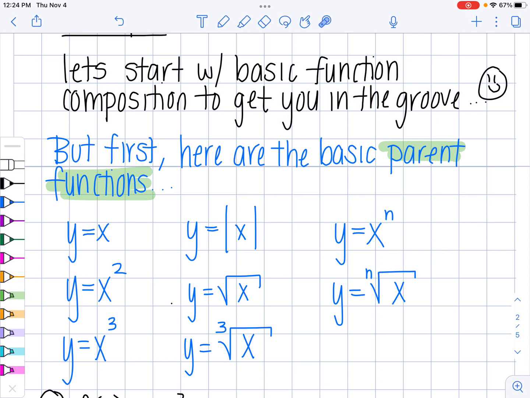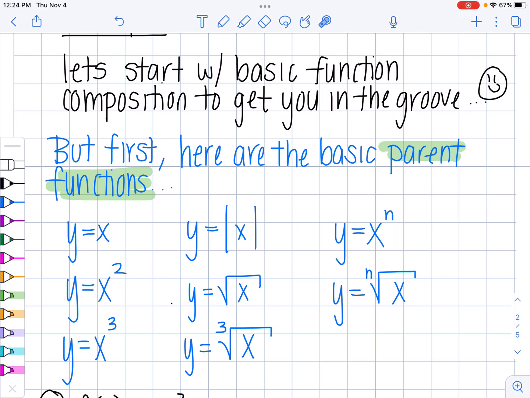So like this first one, y equals x, is our basic linear. y equals x squared is our basic quadratic. y equals x cubed is our basic cubic, or to the third. y equals absolute value of x. We have the square root of x, the cube root of x, and then over here, I put to the nth power because my degree can be higher than 3. It could be 5, 6, 7, 8, 9. I can keep going up as high as I want. And then also my index here, I put to the nth index because I can have a root that's higher than a cube root. It can be the 4th root or the 5th root, even higher if you want.